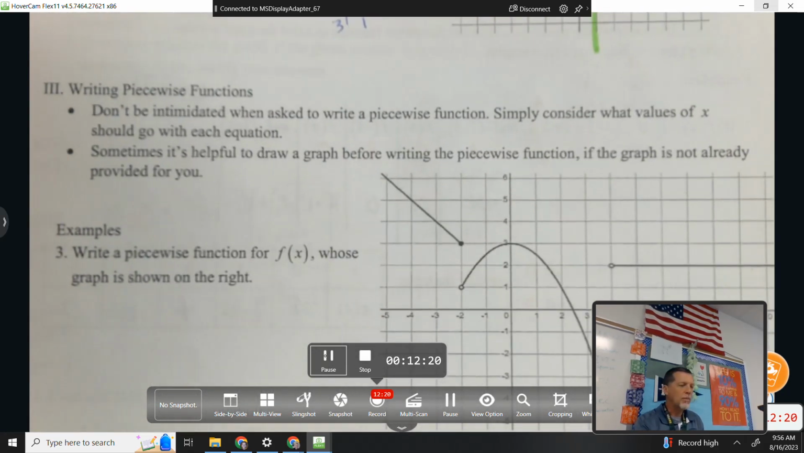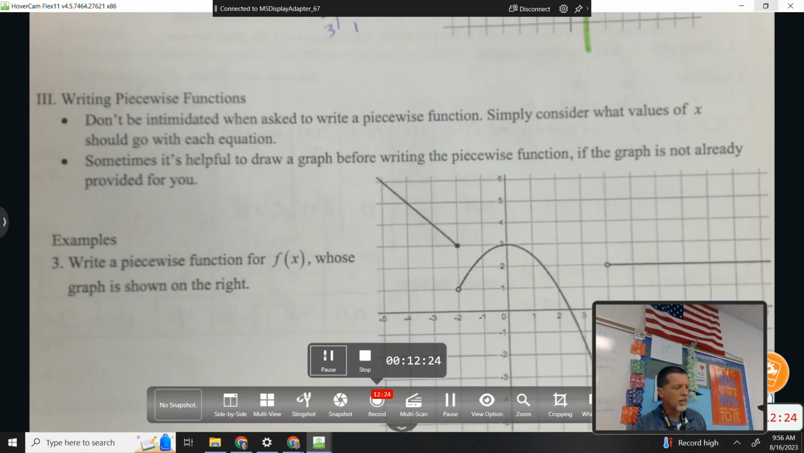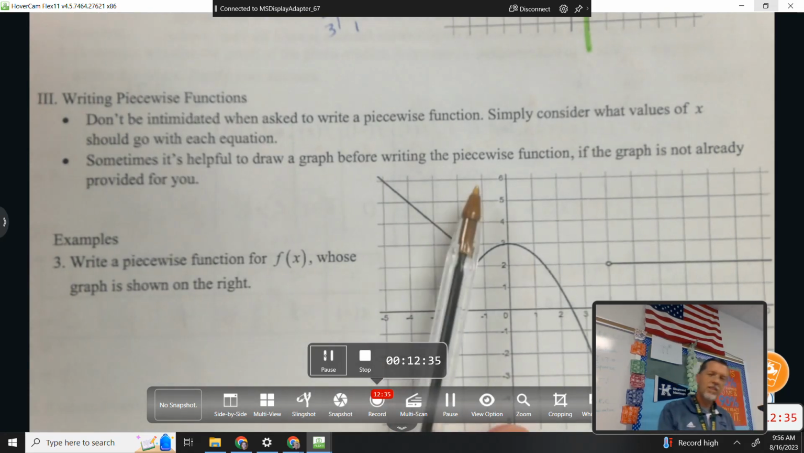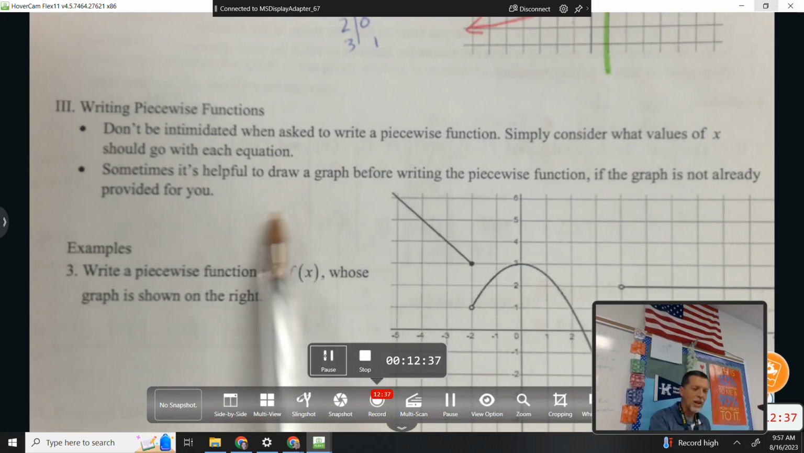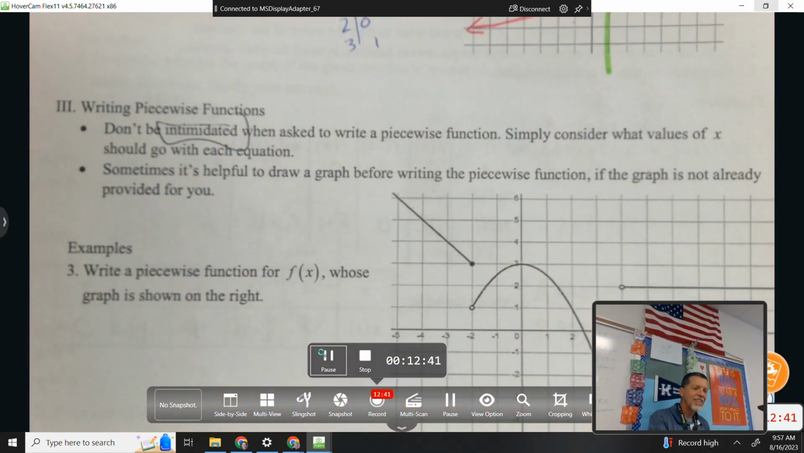All right, writing piecewise functions. So this is sort of thinking backwards and looking at a graph and being able to come up with the equation for what we're looking at. So this is tricky, but don't be intimidated. You kind of work backwards. Start with what x values should go where.